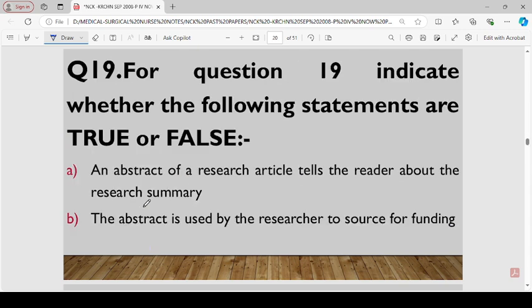Okay. For question number 19, indicate whether the following statements are true or false. An abstract of a research article tells the reader about the research summary. Yeah, this is true because the abstract normally provides a brief summary of the research. The abstract is used by the researcher for source of funding. This is false. We all agree, of course, the abstract is normally included, but it's not primarily designed for that purpose, right? For us to get the source of funding, it will require an outline of the project, the budget, and the significance.